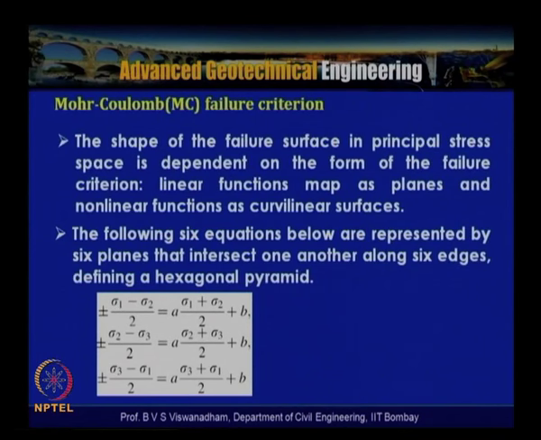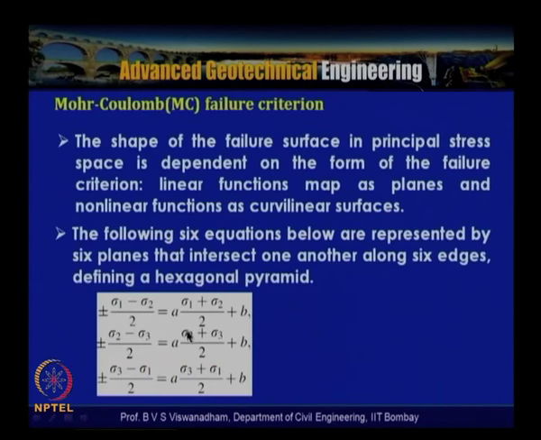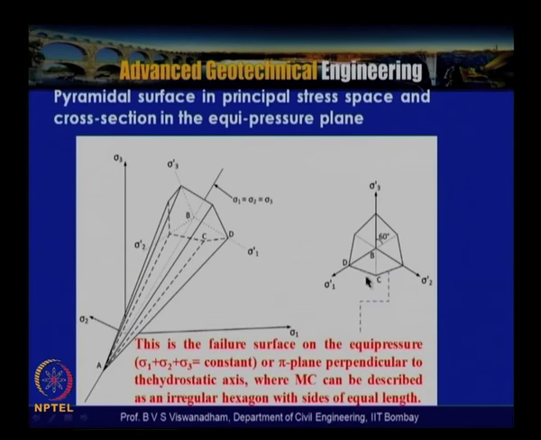So the following 6 equations, which we just discussed, are represented by 6 planes that intersect one another along the 6 edges defining a hexagonal pyramid. These equations represent the 6 planes that intersect one another along 6 edges defining the hexagonal pyramid. So this is the failure surface, and this is the hydrostatic axis.